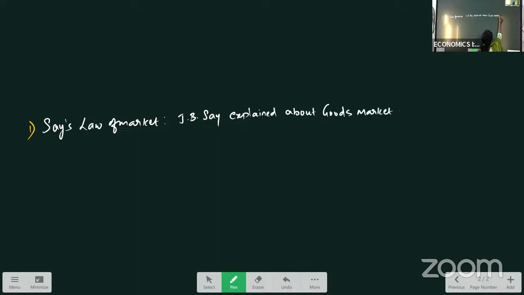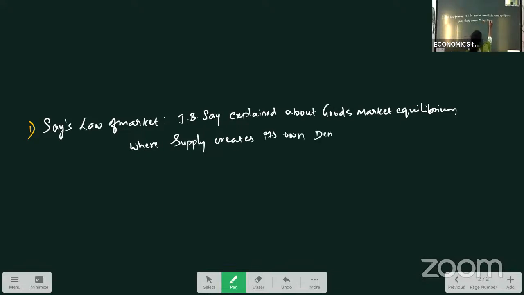Say's law of market. J.B. Say explained the law. J.B. Say explained about goods market equilibrium, where supply creates its own demand. Where supply creates its own demand. So this concept was explained in the law of market, which was explained by J.B. Say.